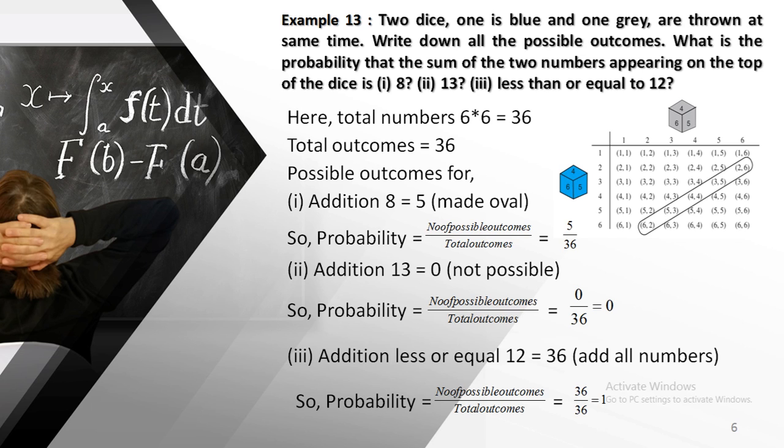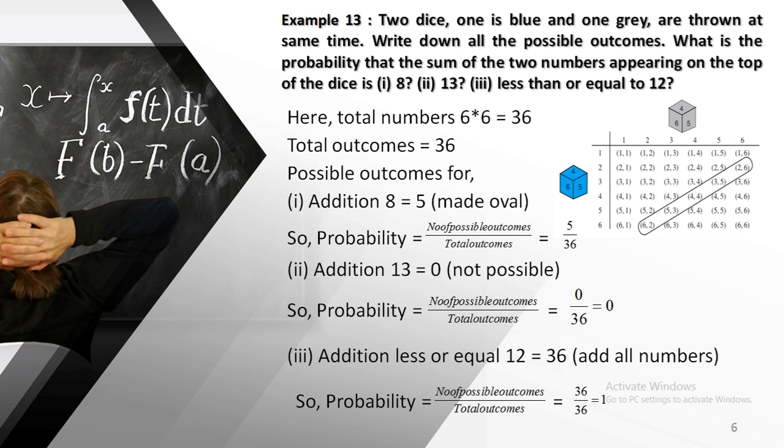And the third one is less than or equal to 12. Less than or equal to 12 means addition of all, because the maximum 6 plus 6 is 12. So less than or equal to 12 means all these possible outcomes, which is 36. Got it? Because starting with 1 plus 1 equals 2, 1 plus 2 is 3, 1 plus 3 is 4, we can include all these 36 outcomes. Got it? Now starting the answer.